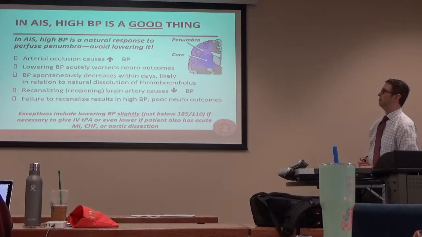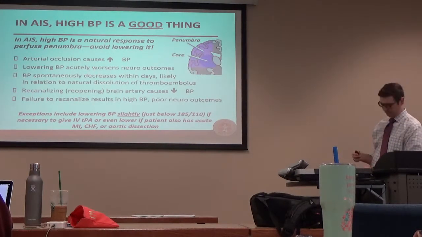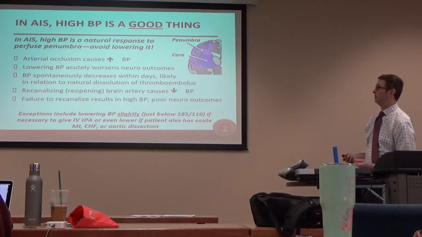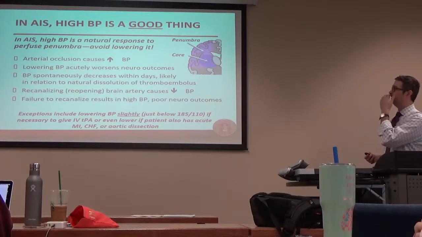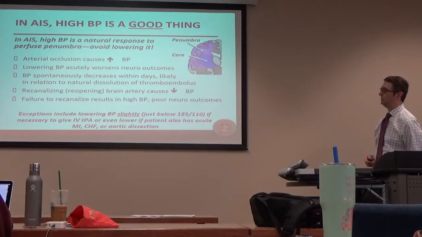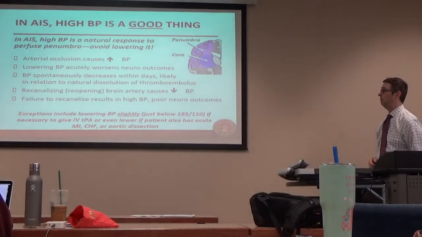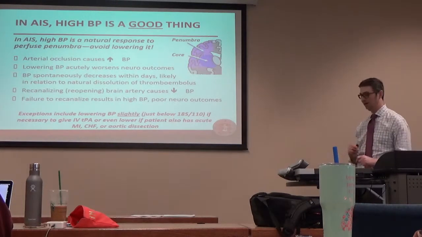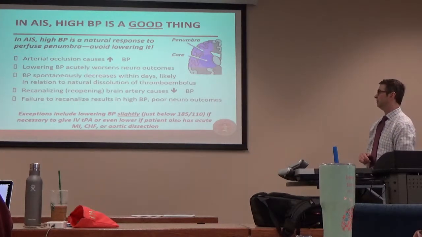In acute ischemic stroke, high blood pressure is a good thing. Arterial occlusion causes high blood pressure. We don't want to lower the blood pressure, as stated previously. Sometimes we may need to slightly lower the blood pressure if we're going to give TPA, with cardene, an IV calcium channel blocker, below 185 over 110, and then post TPA it's 180 over 105.